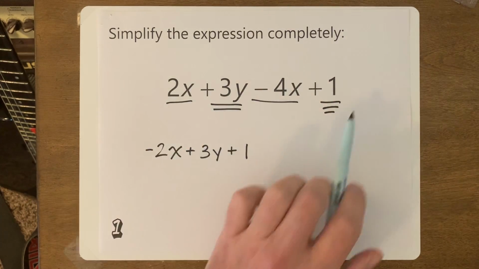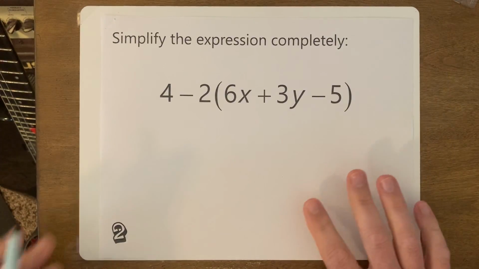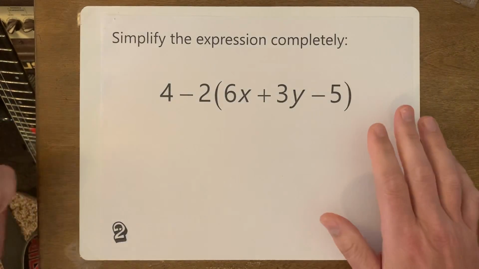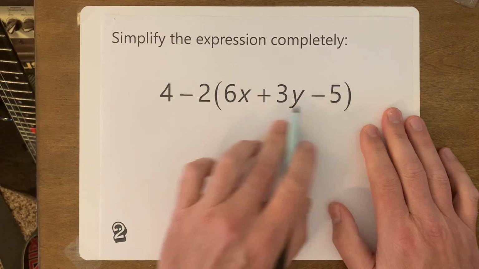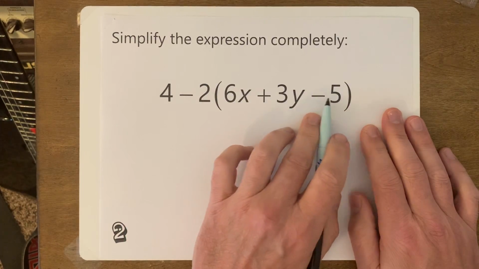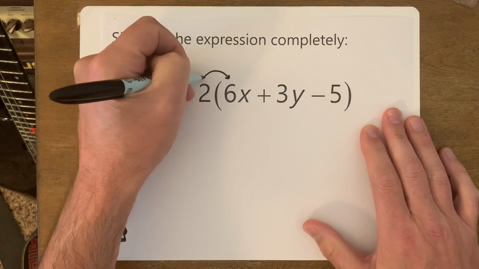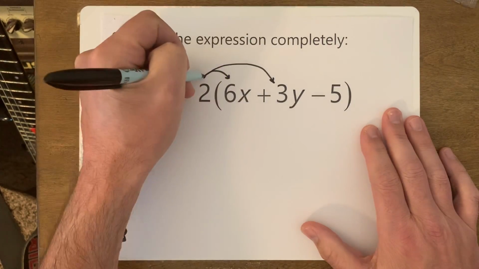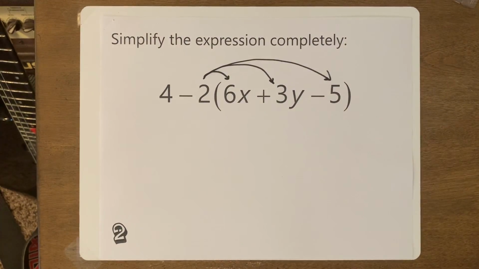There weren't any parentheses in here, so I didn't have to worry about that for that particular problem, but there will be for some other ones, like this one. So here we have 4 minus, and then this 2 is being multiplied by everything in here. There are no like terms in here, 6x, 3y, minus 5, those are all different terms. But I do need to distribute before I even get started here. Like I said before, part of simplifying is removing parentheses first.